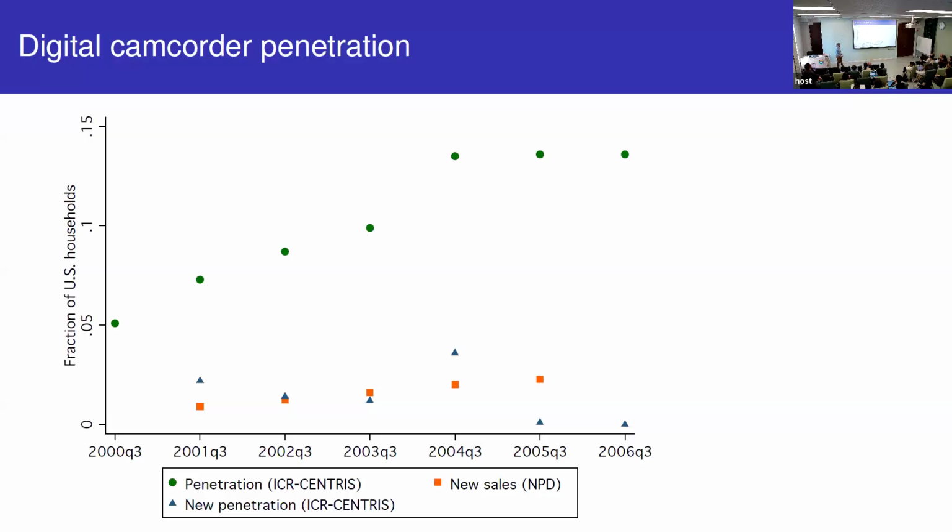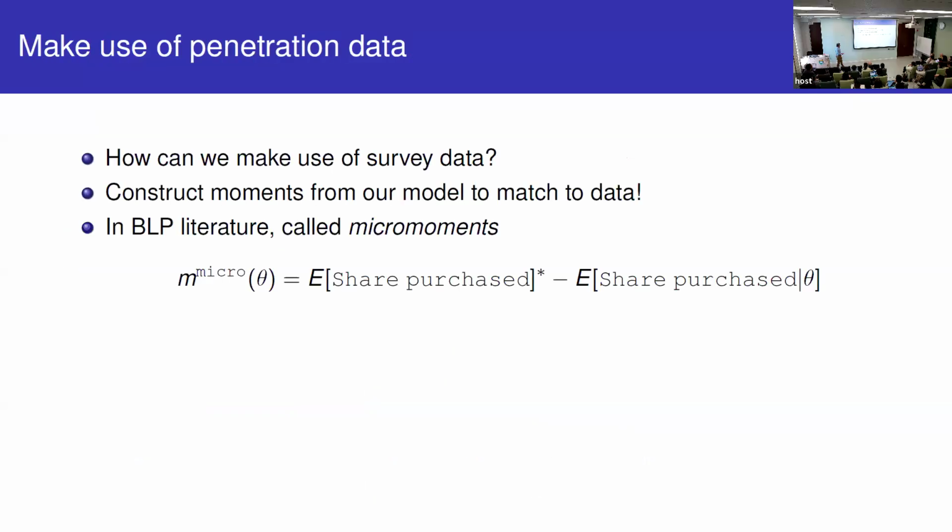Okay, but how can I integrate that into the model? Now I'm coming back to a point that's from the BLP literature. How can we make use of survey data? I have the survey data. What I want to do is construct moments from our model to match to the survey data, and then just stack those moments on top of the GMM moments I was already using and have the model match all of those. And you'll see the importance of that in my results.